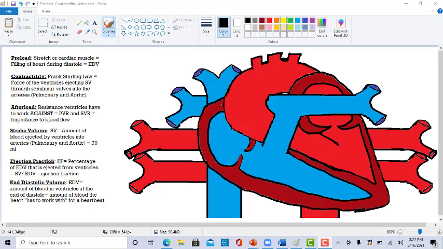Your ejection fraction, or EF, is the percentage of the end diastolic volume that is ejected from the ventricles, and you get that by taking your stroke volume divided by your end diastolic volume. If you think about the fact that the end diastolic volume is how much blood you have to work with, and the stroke volume is what actually gets out during a heartbeat, that's the way I look at that one. Your end diastolic volume is your potential, your stroke volume is what you actually get.